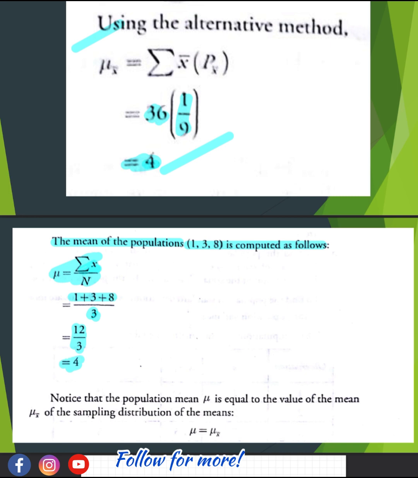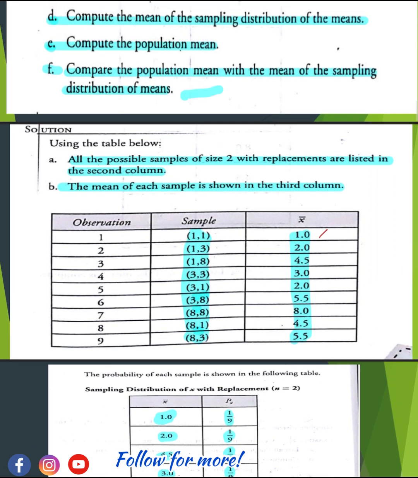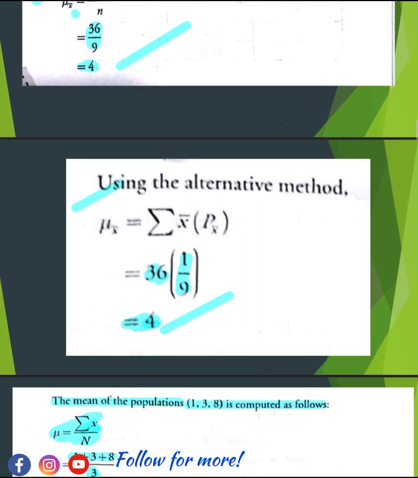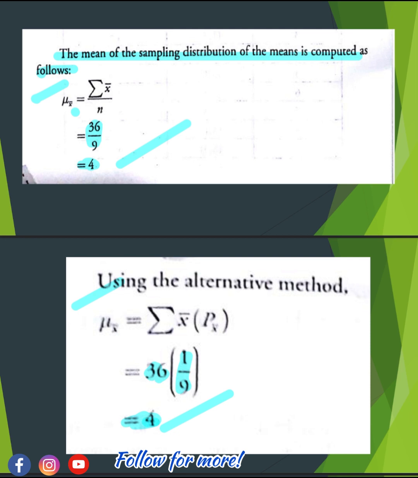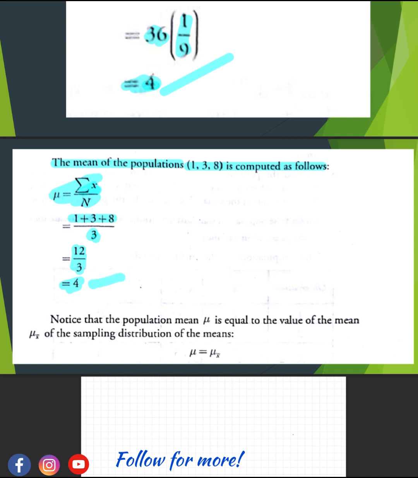And for the last question, compare the population mean with the mean of the sampling distribution of means. So, let's compare, guys. This is the mean of the sampling distribution of the mean, which is 4. And this is the mean of the population. So, if we compare the two, you can notice that the population mean, mu, is equal to the mean, mu sub x bar, of the sampling distribution of the means. That is now equal, mu is equal to mu sub x bar.